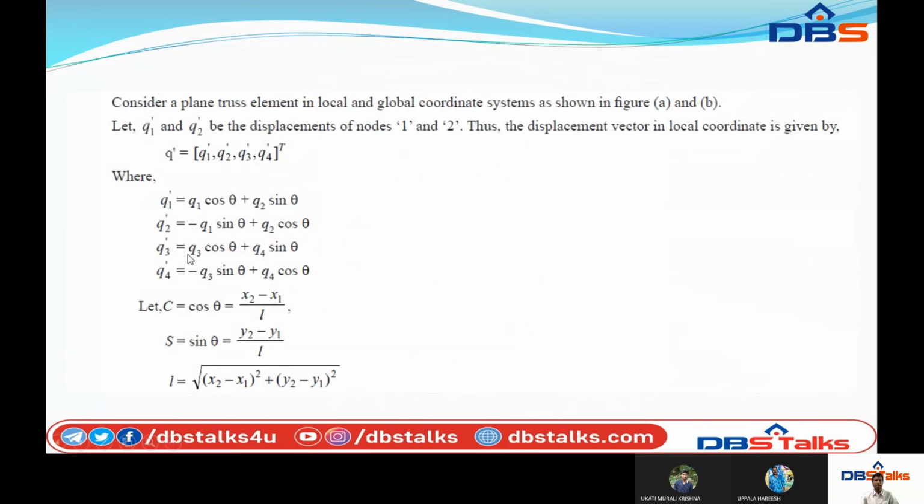Then coming to Q3 dash, Q3. Okay, the displacement vector in Q3.